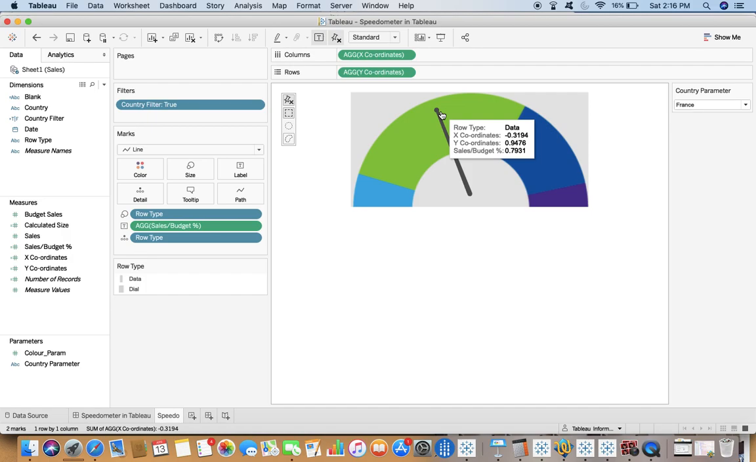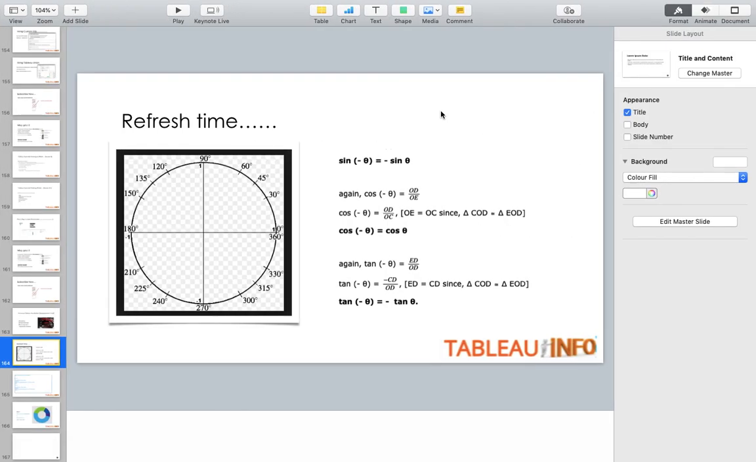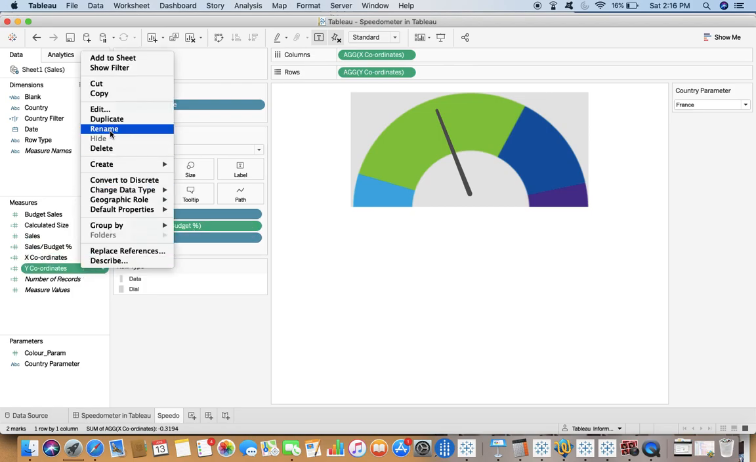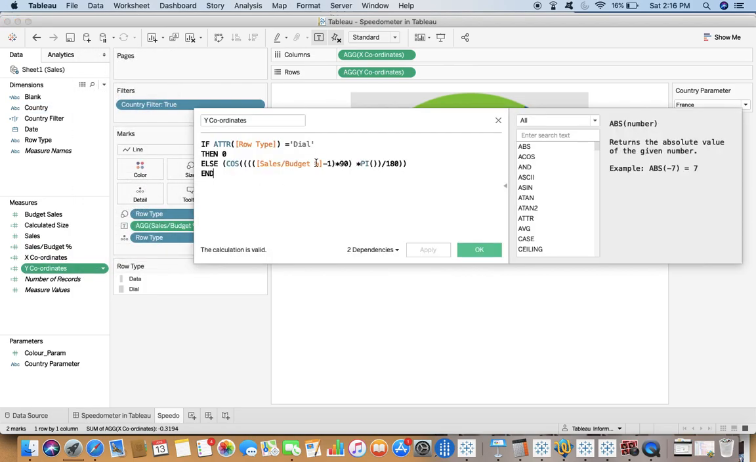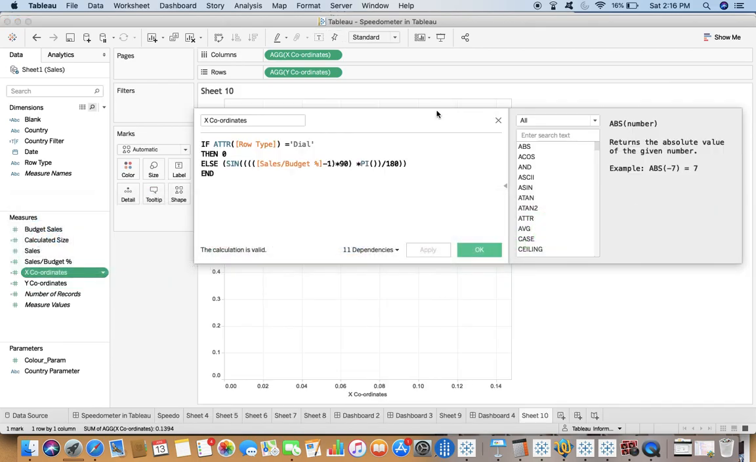And for y, again, cos of minus theta is equal to cos theta itself. With respect to the calculation, it will come as cos of minus theta here as well. But since cos of minus theta is plus cos of theta, that will remain up only. Y coordinate will be plus 0.9476. So this is the way these calculations are working. So now we understand the calculation as well.